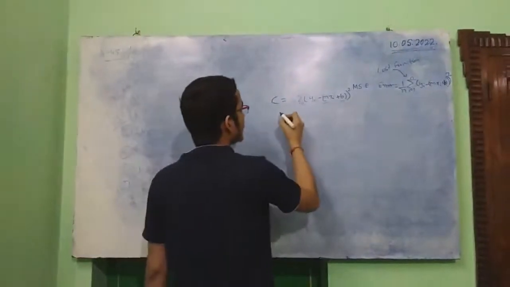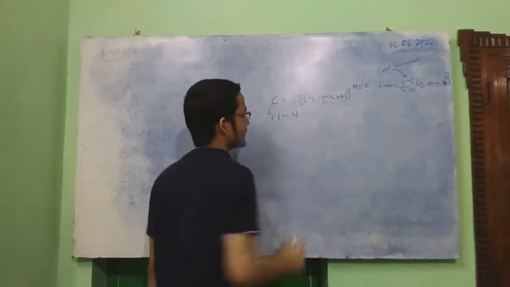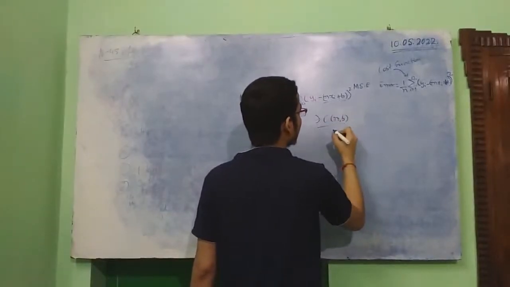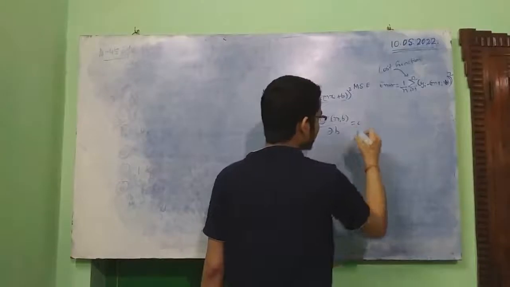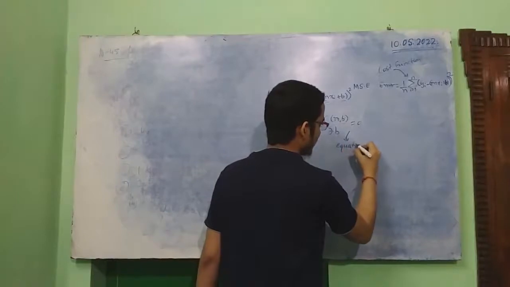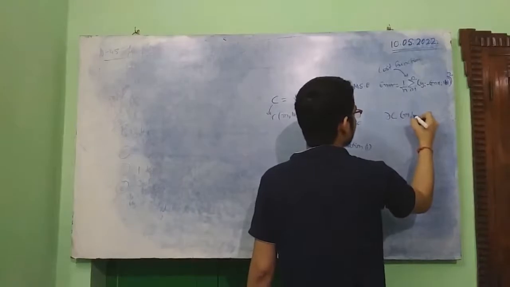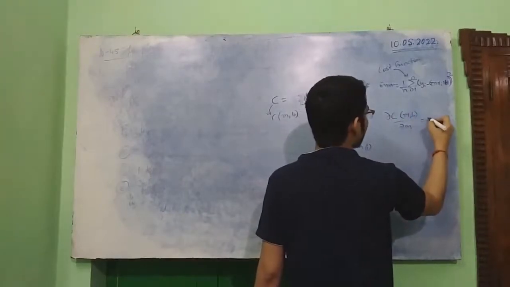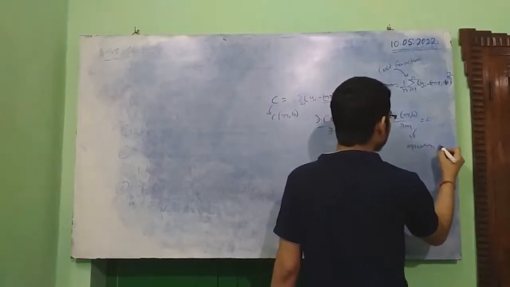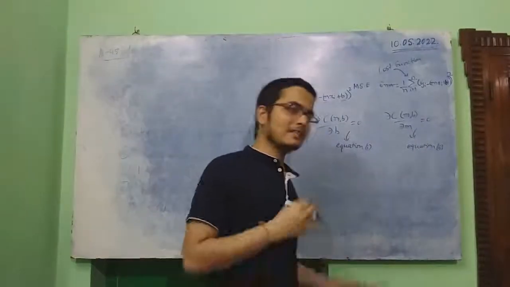So this is C as a function of m and b, right? I will take the partial derivative of C with respect to b and equate it to 0. I will get one equation, equation 1. Then I will take the partial derivative of C with respect to m, and equate it to 0, and we will get equation 2. How many variables do we have? We have m and b, 2 variables. How many equations do we have? 2 equations. We can easily get m and b.